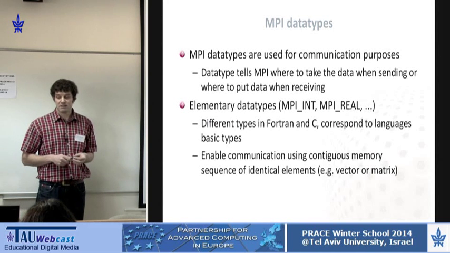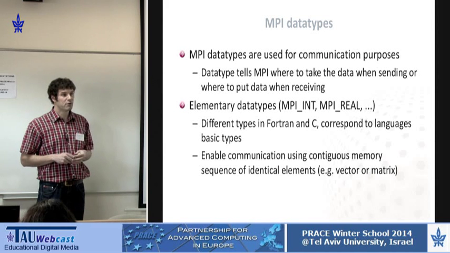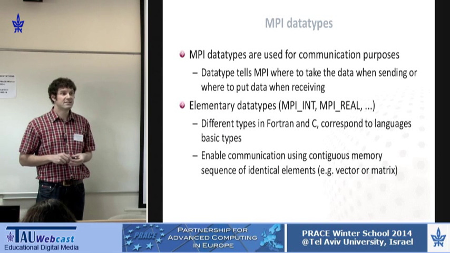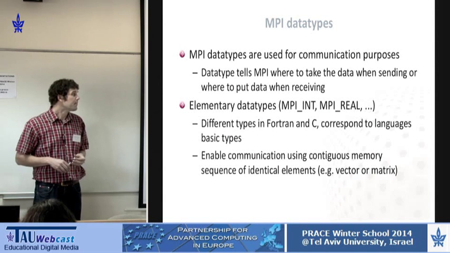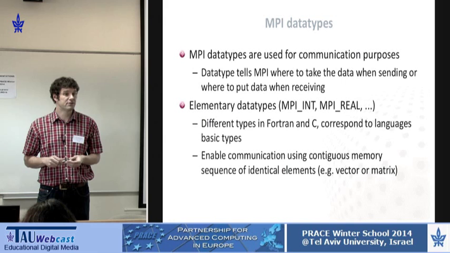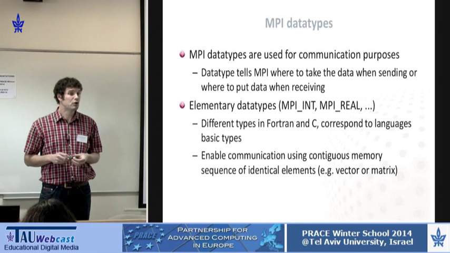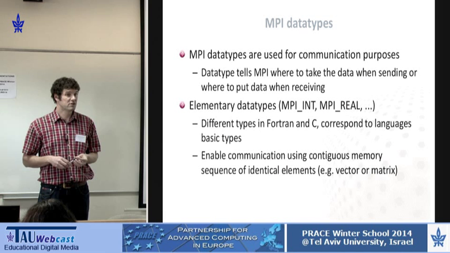The elementary data types, MPI_INT, MPI_REAL, can be used only for communicating contiguous segments of memory or sequences of identical elements. But as we'll discuss shortly, there are quite a few cases where one might want to communicate non-contiguous segments of memory, or sometimes even non-identical elements, for example, structures in C or derived types in Fortran.